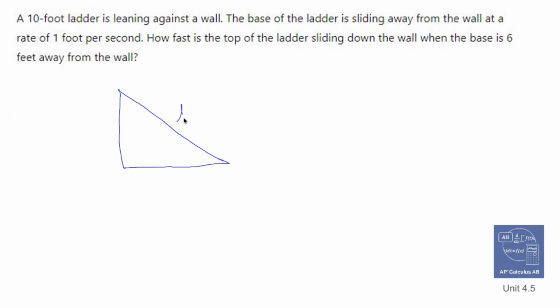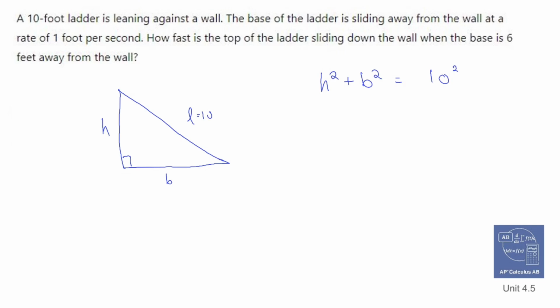We know that the ladder is 10 feet tall. My L is going to be 10 feet tall. I'll call the height H and I'll call the base B. What I have here is the Pythagorean theorem. So I'm going to write out H squared plus B squared equals 10 squared, also known as 100.